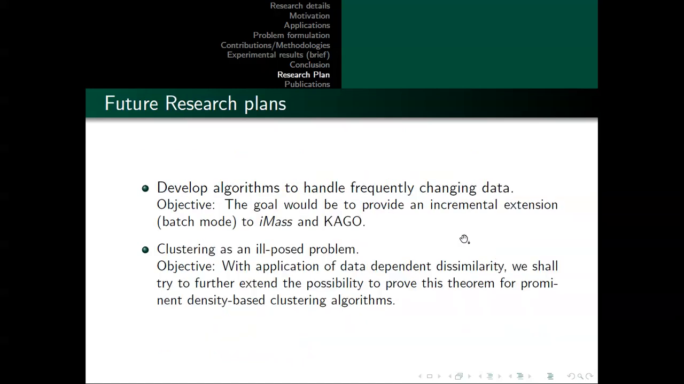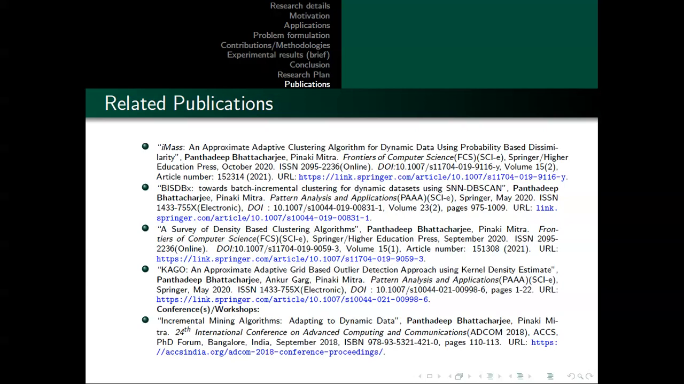So these are the future research plans to extend IMAS and KAGO. IMAS is a point-based method, and so is KAGO. And clustering is an ill-posed problem, as we all know, because there are three postulates which don't get followed at the same time. So we aim to explore this further in the domain of density-based clustering algorithms.